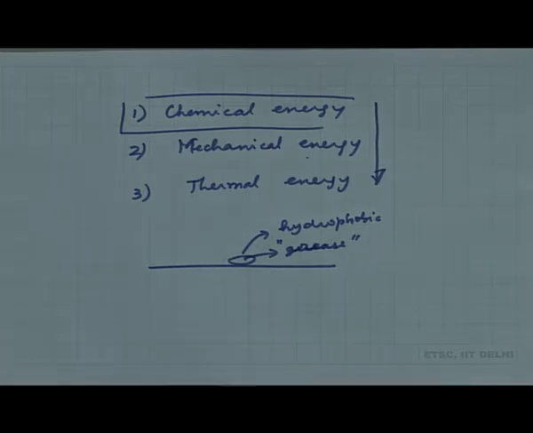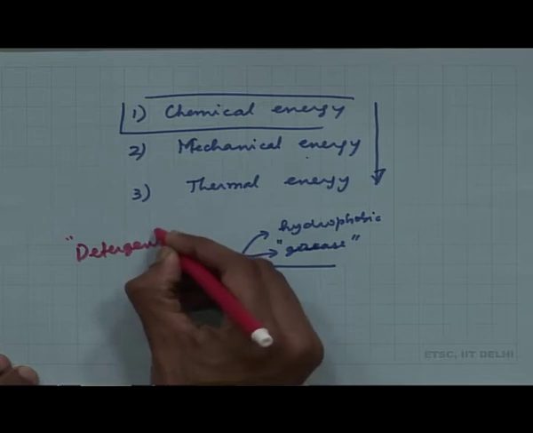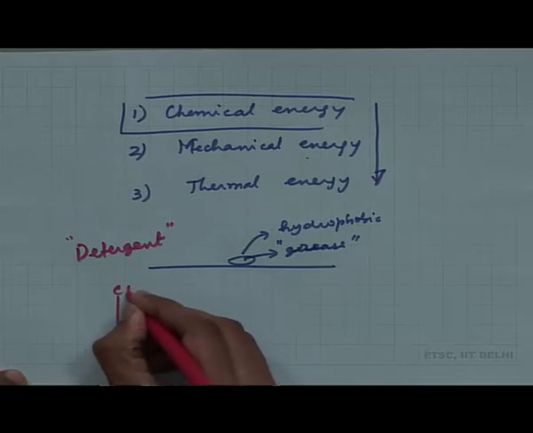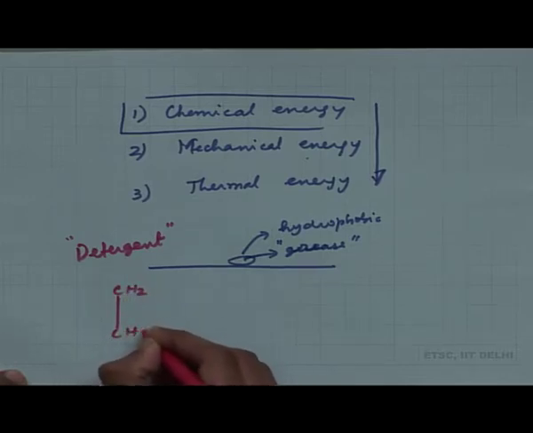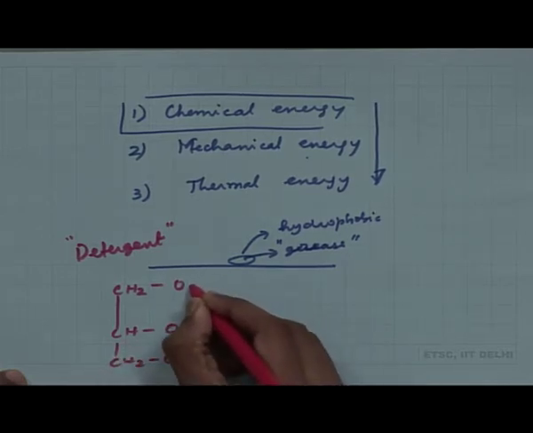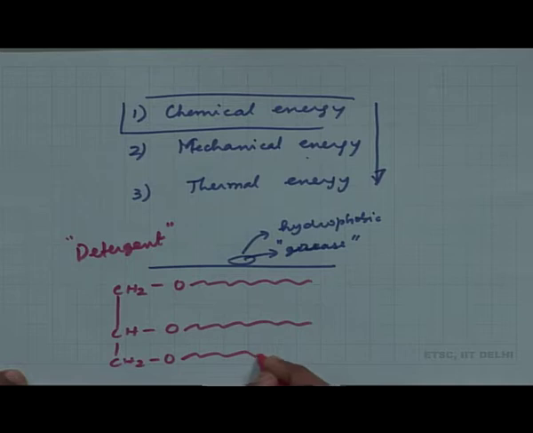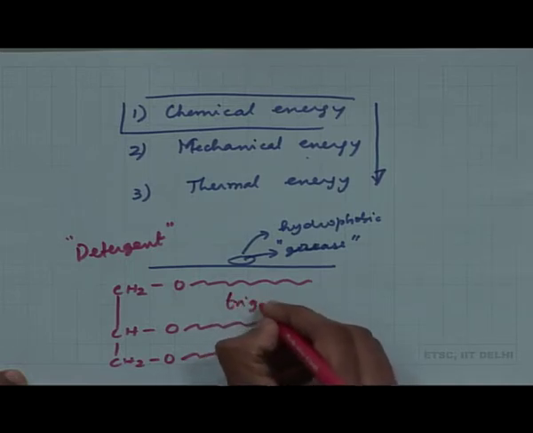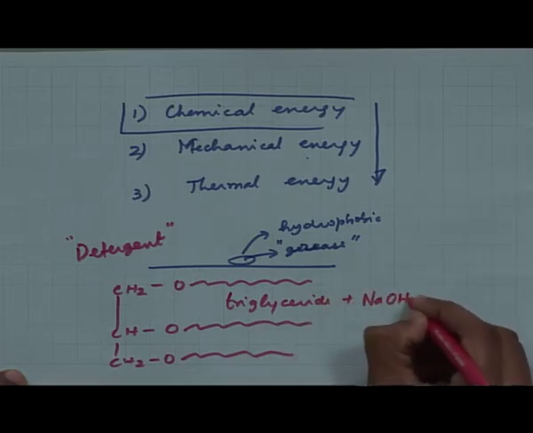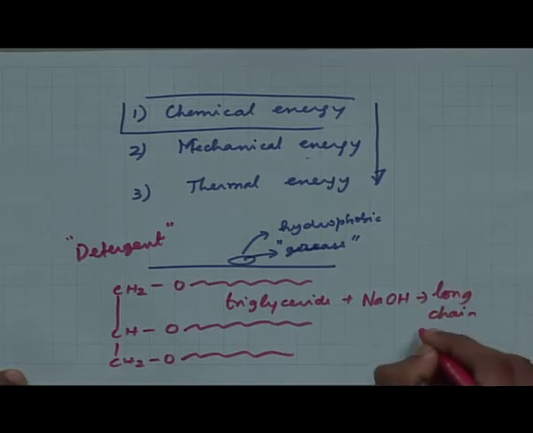And what we have done is we added a detergent. A detergent is like the surfactant that we talked about, except that it has... when you hydrolyze this, you take this, a triglyceride it is called, and you treat this with sodium hydroxide and you will get this long chain fatty acid. This is how soaps are made.